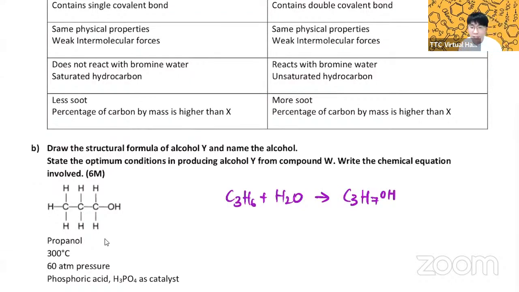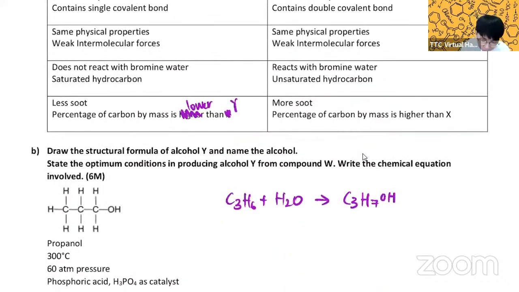C3H7OH. Did you have percentage of carbon at the propane column, a typo? Percentage of carbon by mass is lower than Y. Thank you. Didn't even realize that. Okay, sorry, I assume it's Y.